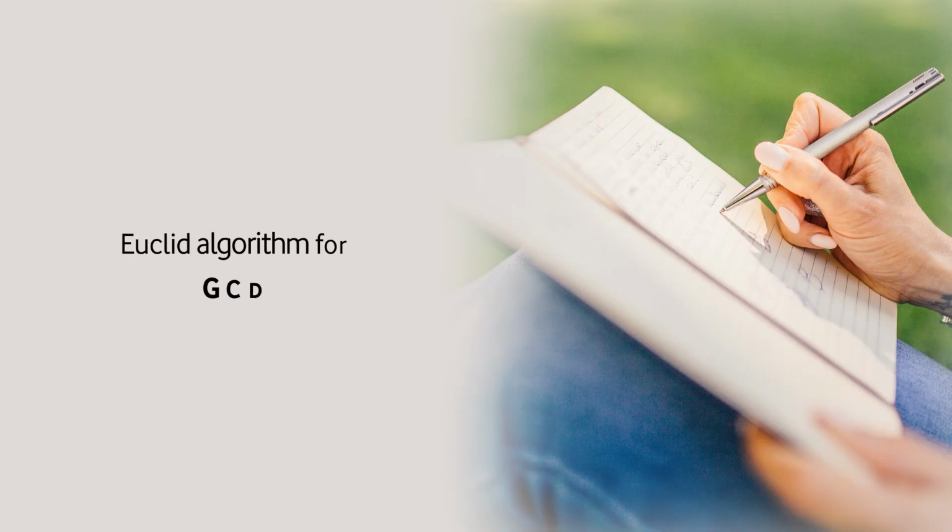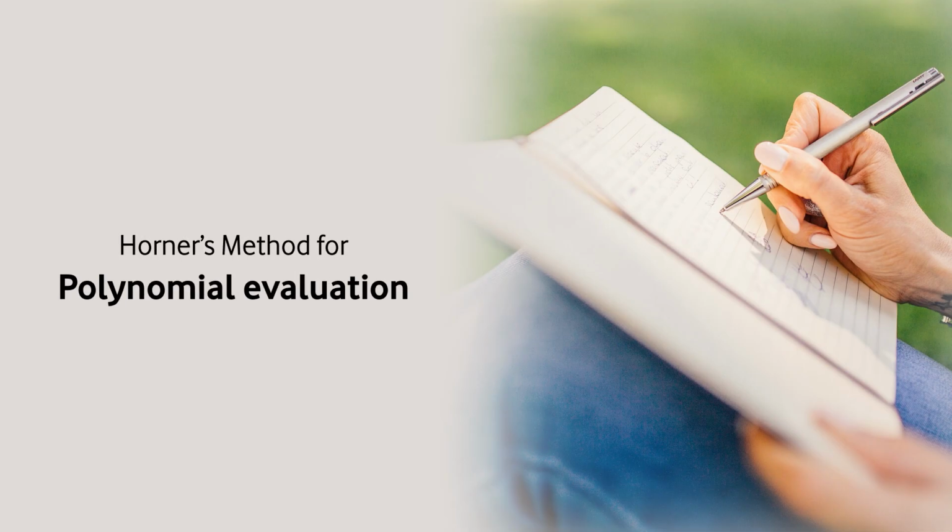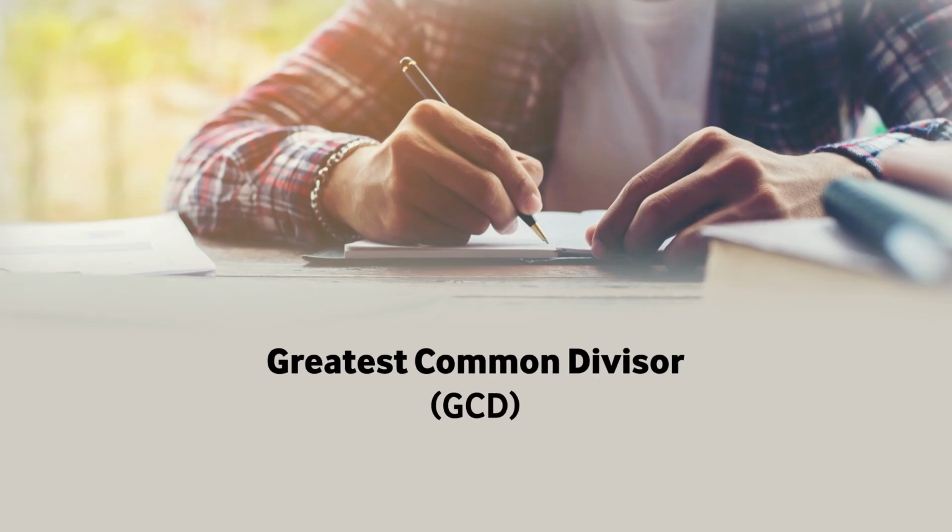In this lecture we will study the Euclid algorithm. The Euclid algorithm is generally based on the GCD. So first you have to know the Euclid algorithm for GCD, and before starting it, you should know the basic concept of GCD. GCD means greatest common divisor. The next content is Horner's method for polynomial evaluation. So, greatest common divisor, GCD.